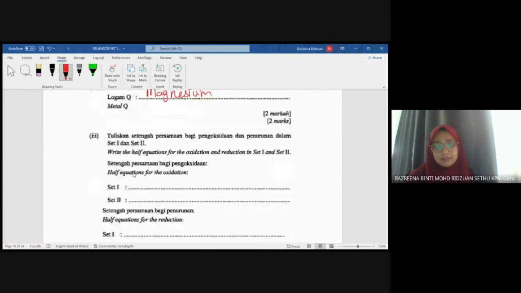So Fe becomes Fe2+ plus 2 electrons. Okay, this is what happened. Now if it's metal Q, we can write Q becomes Q2+ plus 2 electrons. Okay, now oxidation here.